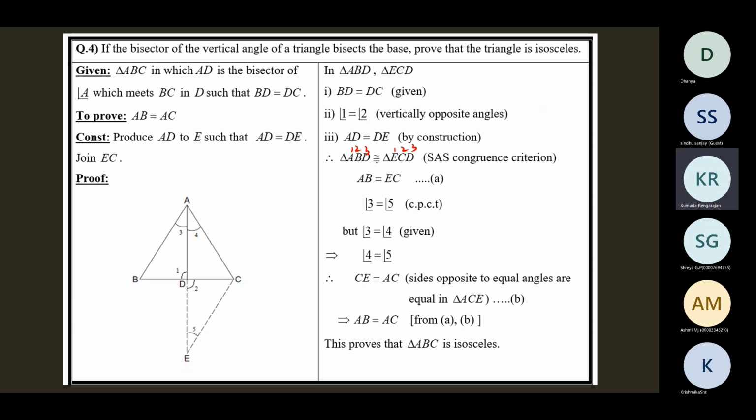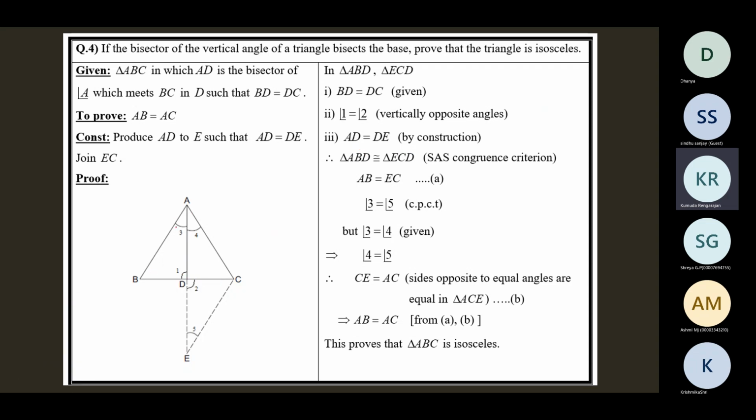So in this triangle ABD, I'm marking A as 1, B as 2, and D as 3. And the corresponding angles: E is 1, C is 2, and D is 3. So this is CPCT. Angle 1 is equal to angle 1, angle 2 is equal to angle 2. This we already know. I'm just telling you how we get the matching angles through CPCT.